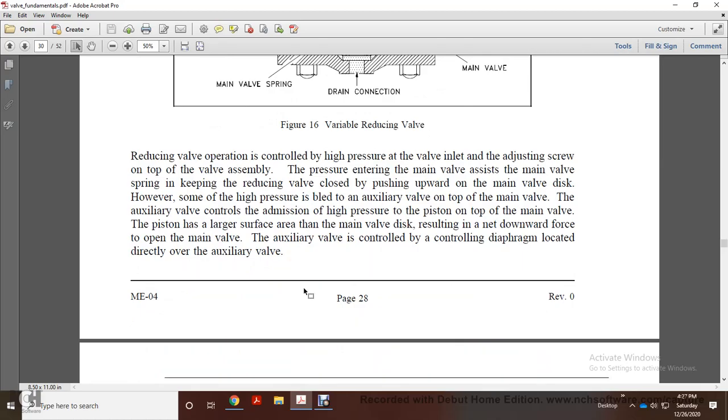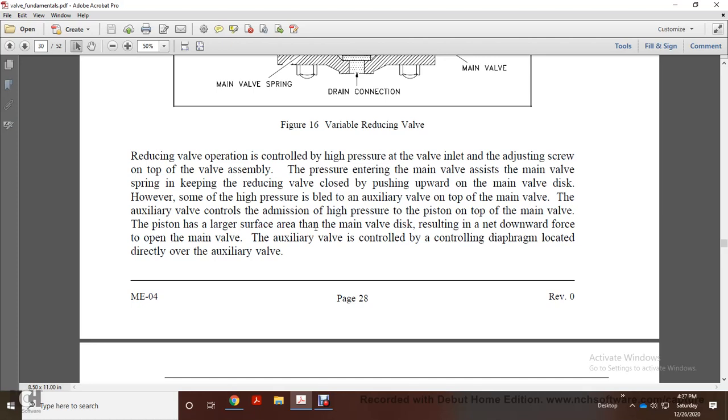Reducing valve operation is controlled with a high pressure valve inlet, with the adjusting screw on top of the valve. The pressure into the main valve is assisted by the main valve spring, keeping the reducing valve closed by pushing upward on the main valve disc. However, the high pressure bled into the auxiliary valve on top of the main valve is controlled by the auxiliary valve, with high pressure admitted to the piston on top of the main valve. The piston has a larger surface area than the main valve disc, resulting in a net downward force.